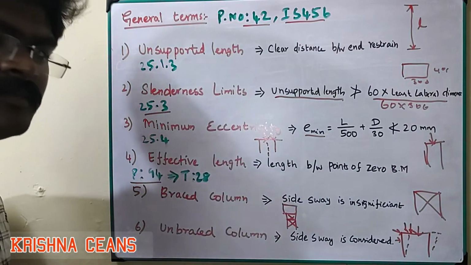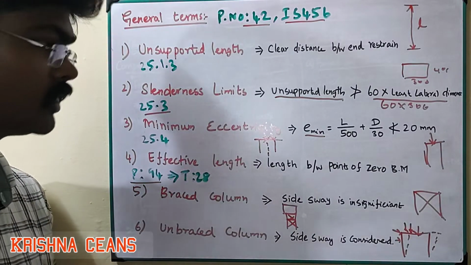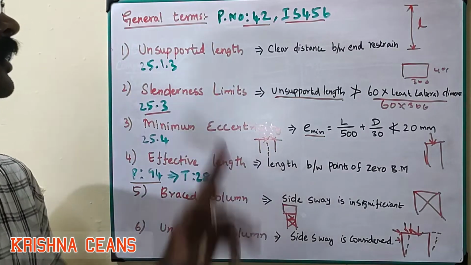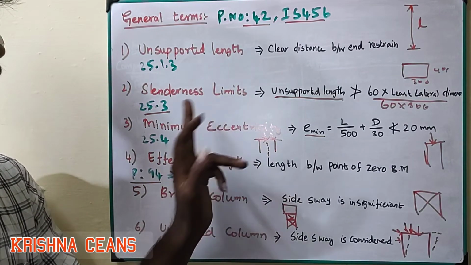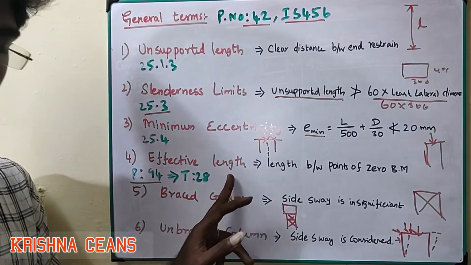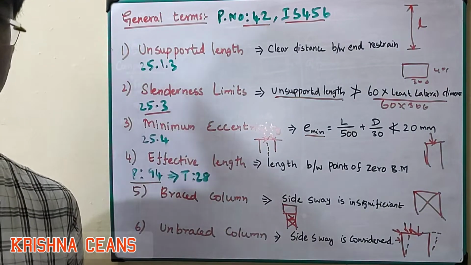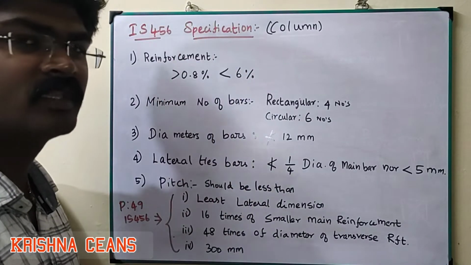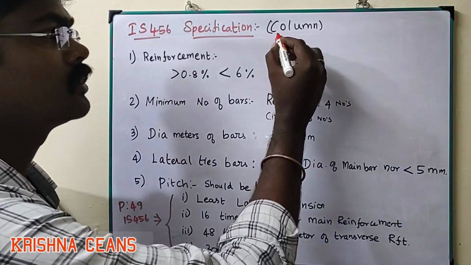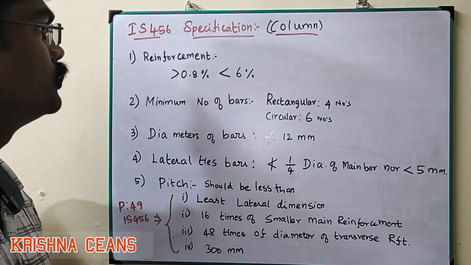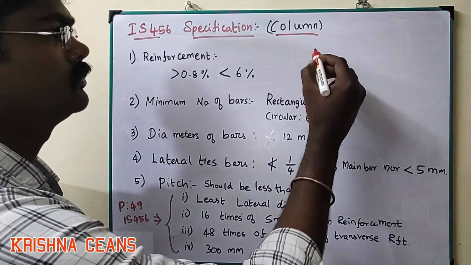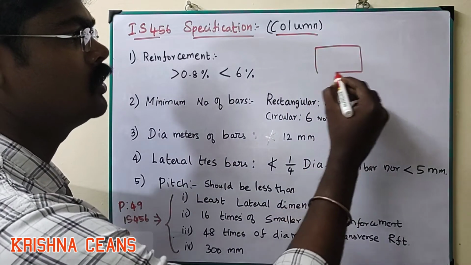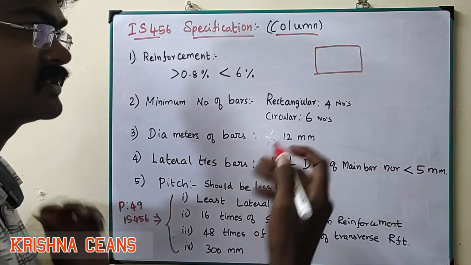These are the technical terms we have to know before going to the design of columns: unsupported length, slenderness limits, minimum eccentricity, effective length, braced column, unbraced column. Now the design requirements, the IS 456 specifications for the design requirements of the column. So first of all, this is your column plan view, cut section.